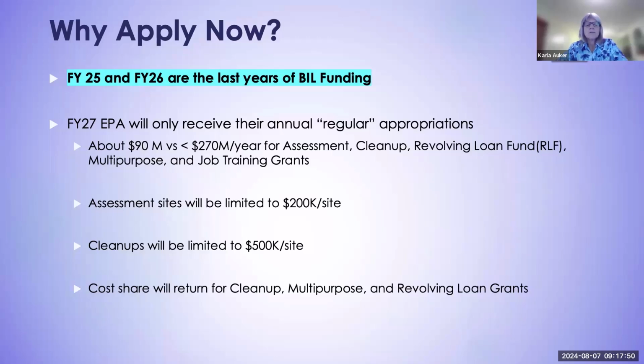Another really important item to think about is the cost share for cleanup, multi-purpose, and revolving loan funds. During this 5-year period that we're using the infrastructure law money, we've been funding our cleanup, multi-purpose, and revolving loan fund grants, most of them, with bill money, and there's no cost share required. The cost share will go back to 20%. Next slide, please.